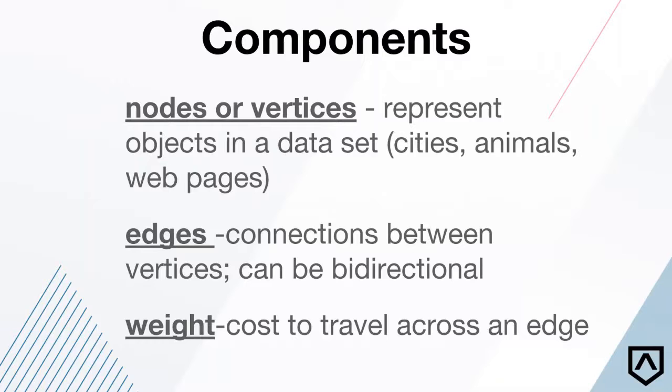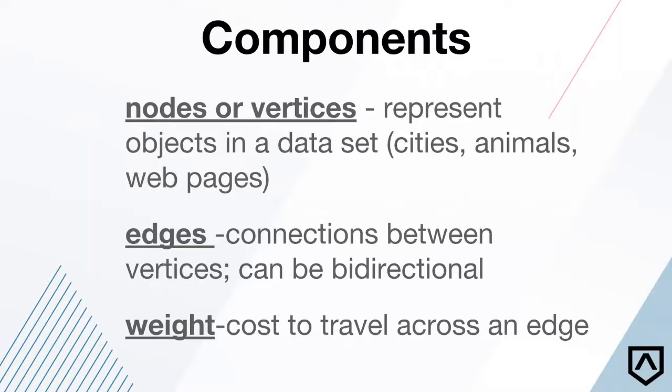Some of the different components that are required to make up our graph. We have the nodes or the vertices that represent pieces of data in a set. So for example, if you have a map and you're representing some kind of location as a graph, the cities might be your nodes. You could also have maybe an animal hierarchy with different animal groups, or you could have nodes that represent different pages on a website.